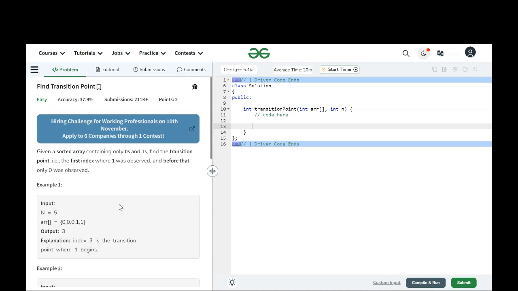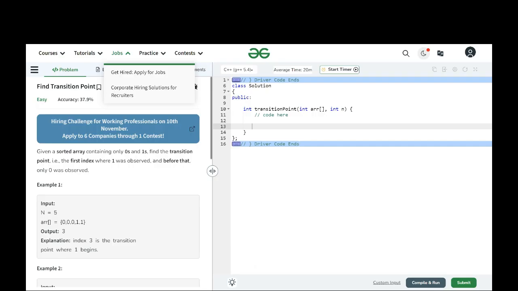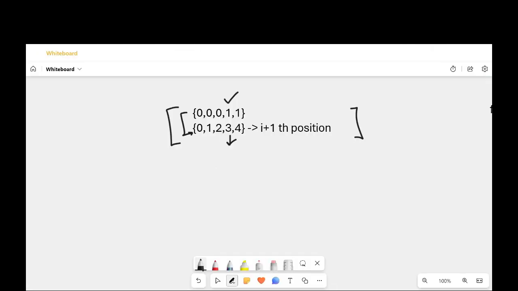All right, so when we think about the brute force approach, before that let us understand the test case which is given. For example, if we have 00011, so what are the index values that I have? That is 0 1 2 3 4, right? So where is the first one that I'm encountering? That is the third index, right? So that is what the answer is, where the first one was observed. At third index I am observing the first one, so this will be my answer, right?